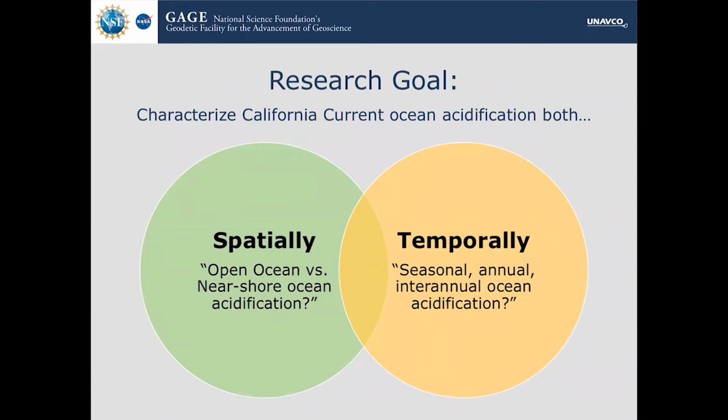We wanted to characterize California Current ocean acidification both spatially and temporally. So specifically, we wanted to see how ocean acidification varies in open ocean and near shore. And we wanted to see whether these changes were seasonal, annual, or interannual.